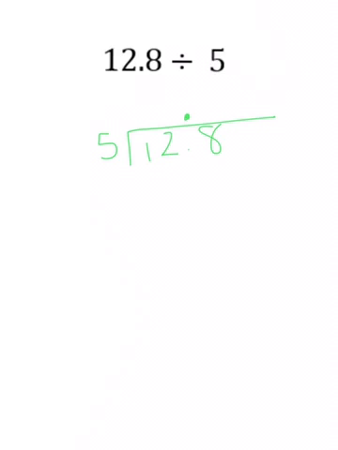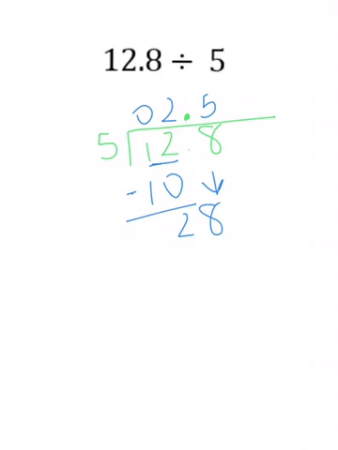So 5 goes into 1 0 times. 5 goes into 12 twice though, because 2 times 5 is 10. When I subtract that, I get 2. I'm going to bring down this 8. 5 goes into 28 5 times, because 5 times 5 is 25. Go ahead and subtract that. Again, I don't want to have a remainder. This remainder of 3 is not okay, so I'm going to have to add a 0 and bring it down.